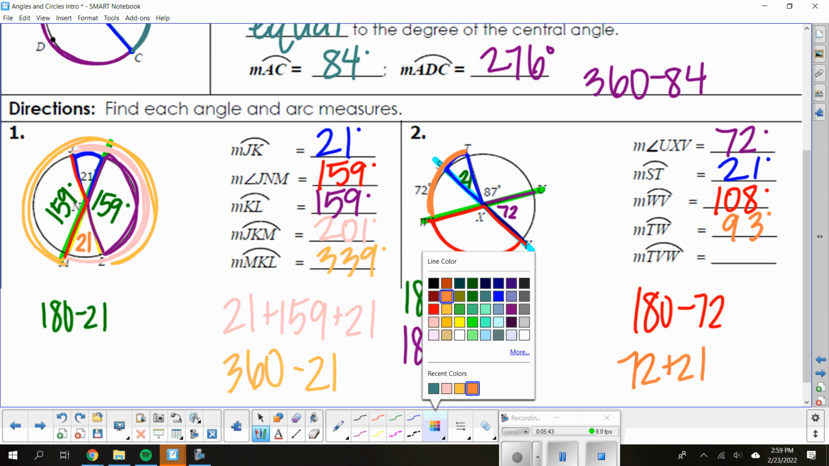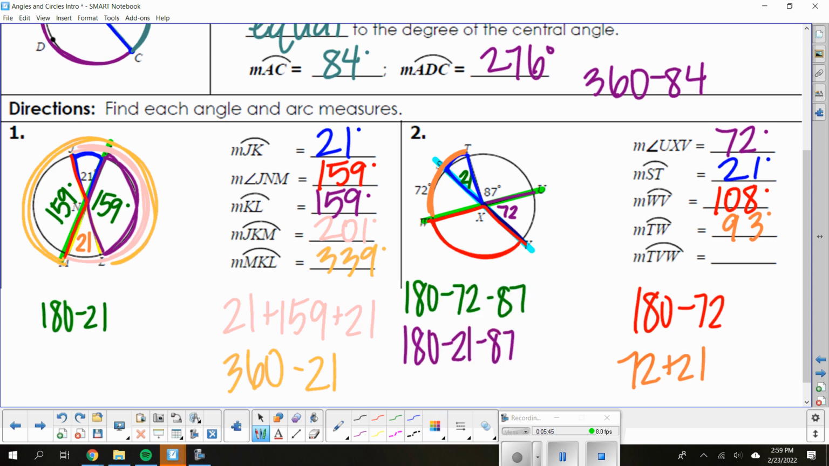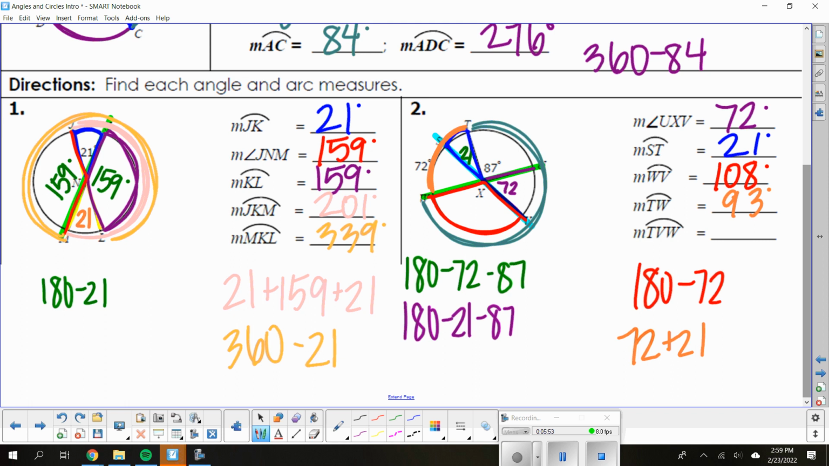And then T, V, W. T to V to W. Well, that's an 87 and a 72 and that 108 that I got rid of red for a total of 267.